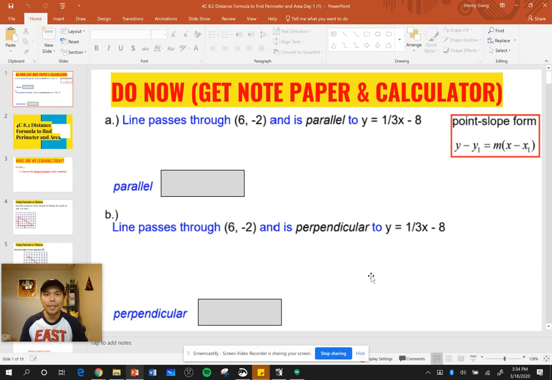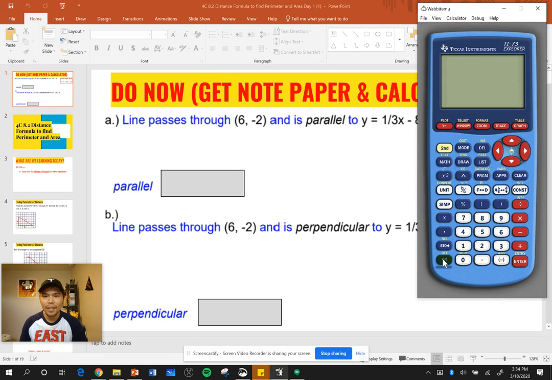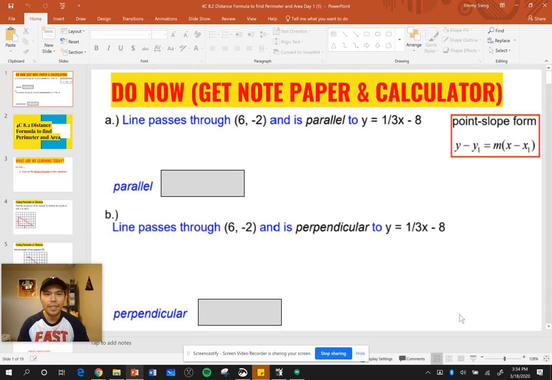Okay, let's get into the lesson. So two things you need today: you need a piece of paper, and you need a calculator. I'm going to use my trusty Wabbit Emu. It's been pretty slow for me today, but I'll just keep using it. And let's get started. Today we've got our do now.